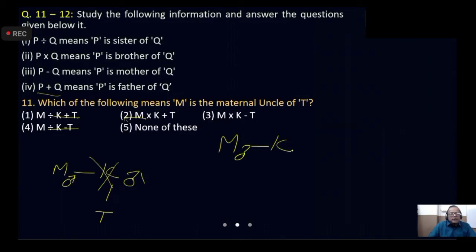K minus T. What does minus mean? You can look at number 3. P minus Q means P is mother of Q. So K minus T means K is mother of T. T's mother is K, mother's brother is uncle, and he satisfies the condition, maternal uncle. So choice number 3 is the answer.